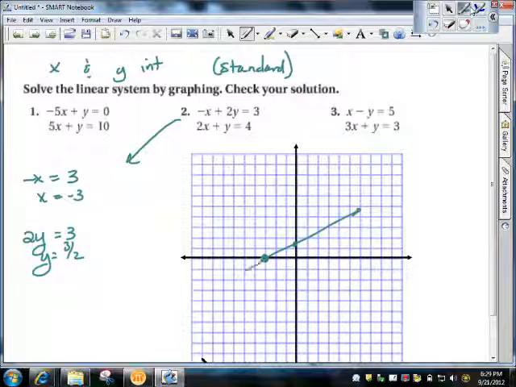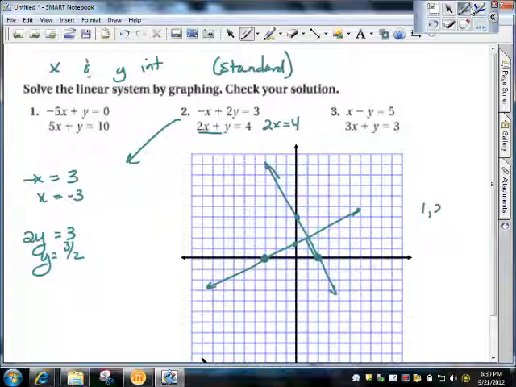On the other one, 2x equals 4 means that x is 2. I'm looking for the x-intercept, and there it is. I just plotted it. And the y is 4. And I connect, and I'm hoping that that coordinate where they intersect is (1, 2).